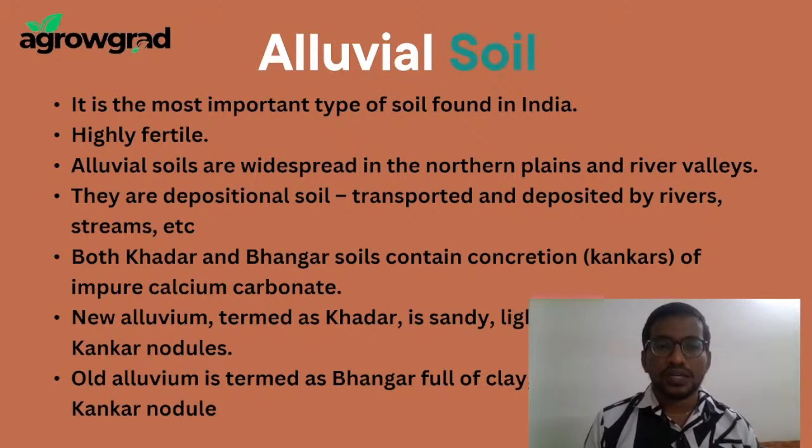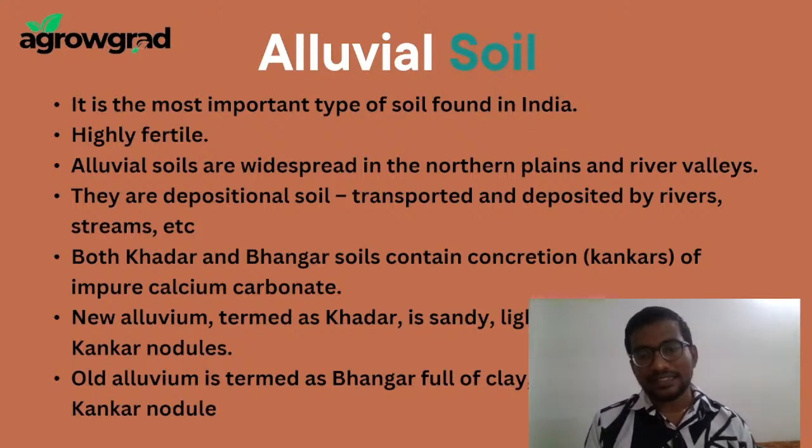It has both khadar and bhangar soil because of the concentration of calcium carbonate. Newly found alluvium is termed khadar. It's sandy and light in color, and has fewer calcareous nodules. Old alluvium is bhangar. It's full of clay, dark in color, and has more calcareous nodules. If the calcareous nodules are more, the soil color will be dark. If less, it comes under light color.